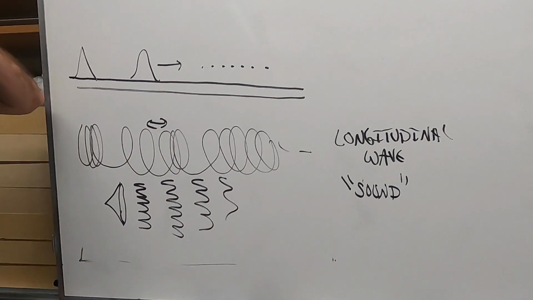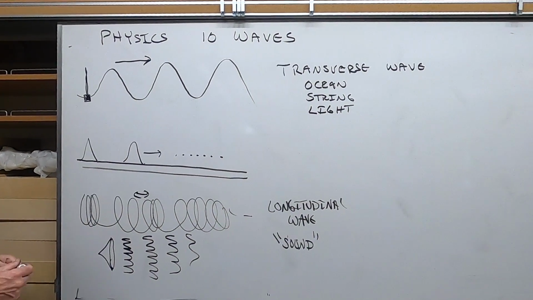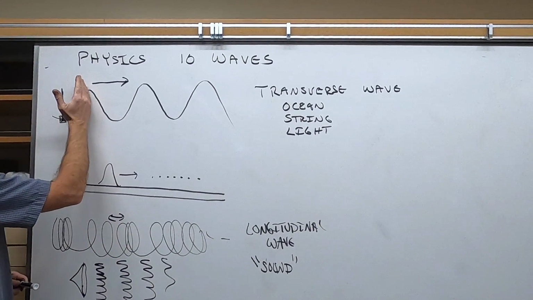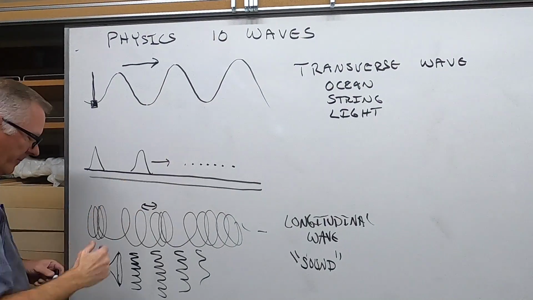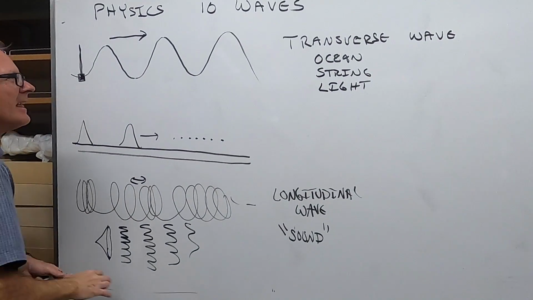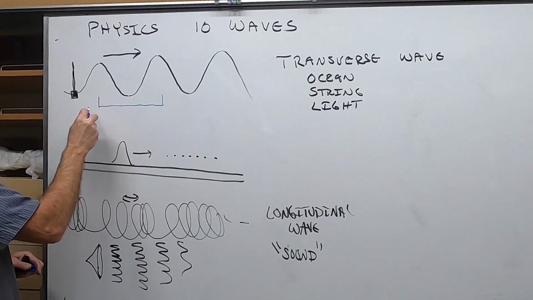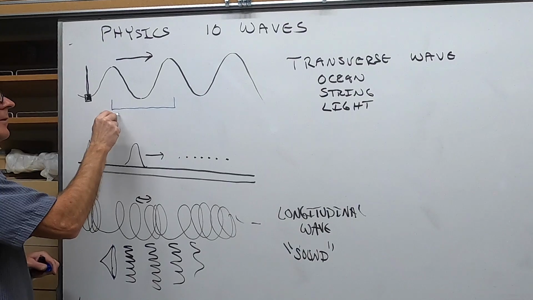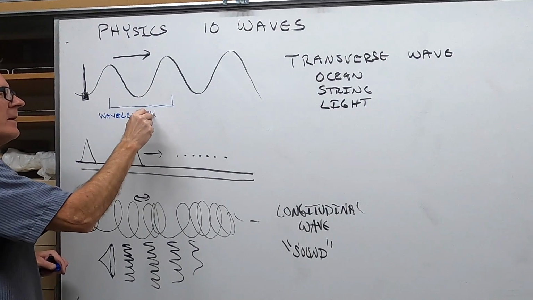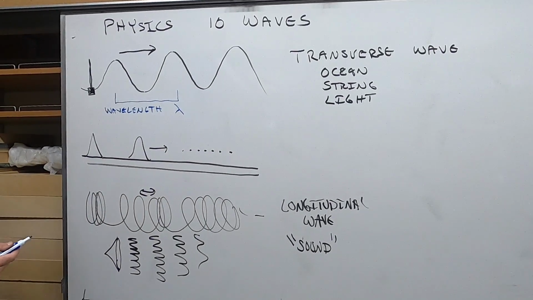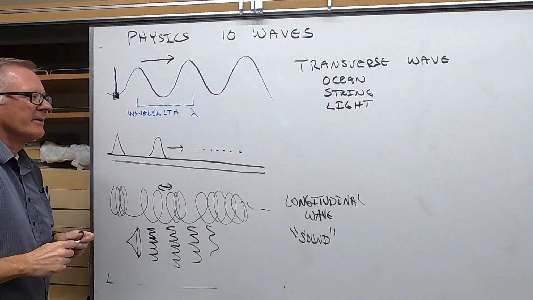Okay. Now, properties of waves. One of the properties of a wave is something we call the wavelength. The wavelength is the distance between one point and where it repeats itself. So it could be from here to here, or it could be from here to here. And so we call that the wavelength. They usually use the Greek letter lambda for that symbol, and if these are ocean waves, that's so many meters.